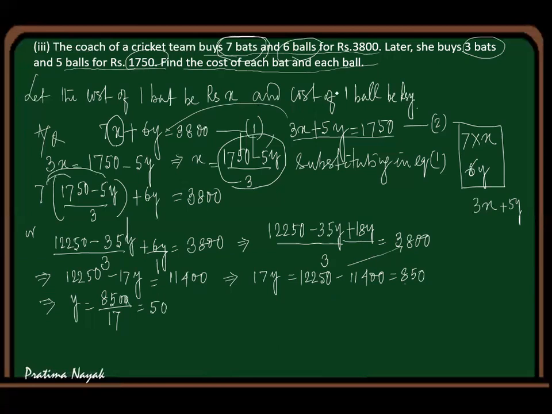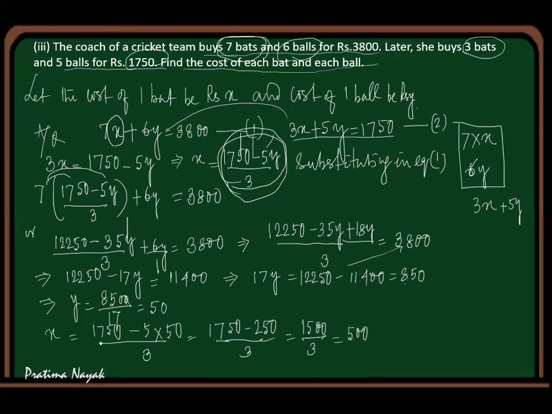So what was y? y was the cost of one ball. So the cost of a ball is rupees 50. Now coming to x. What was x? x was 1750 minus 5y. I'm putting the y value here. 5 into 50 by 3. This will be 1750 minus 250 by 3, 1500 by 3, this will be 500.